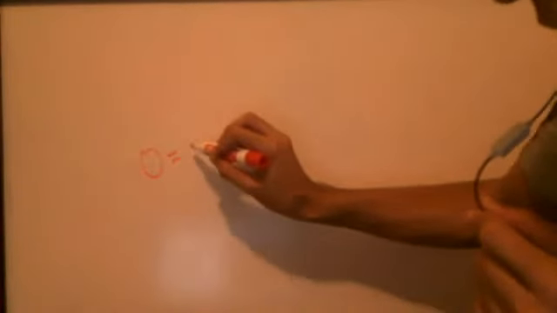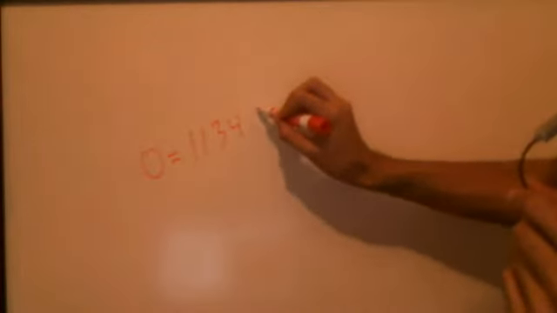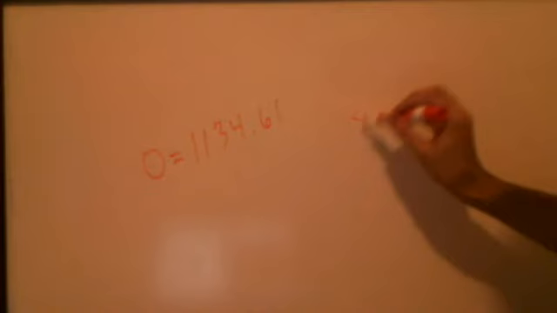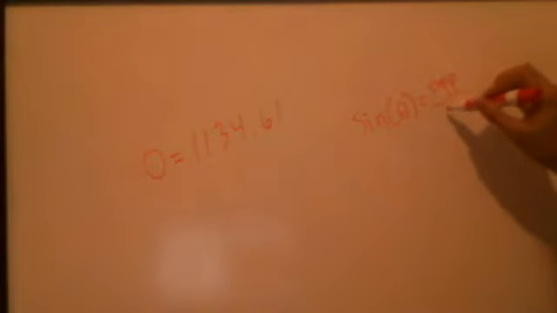Alright, now from here, you have 0 is equal to 1134.6. Actually, wait a sec. Oh my lord, I just messed up. Wait, no, did I? No, never mind, I'm good. We are good.